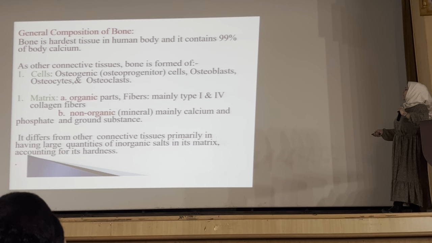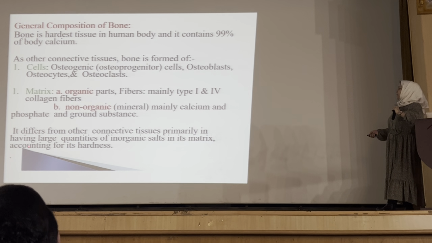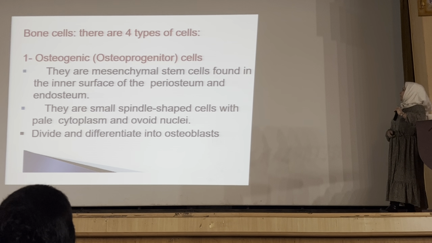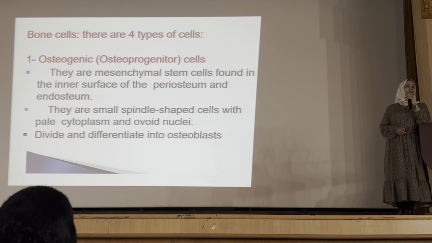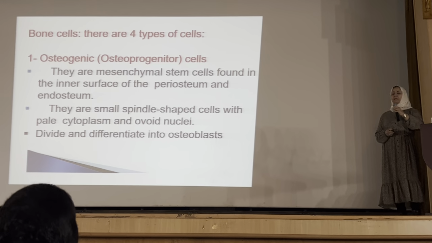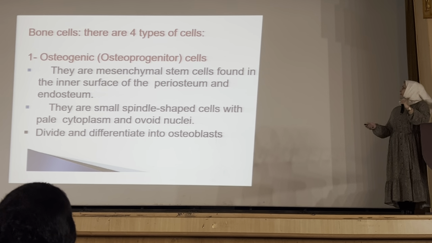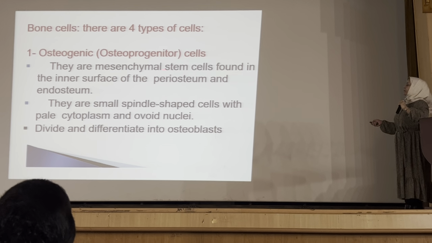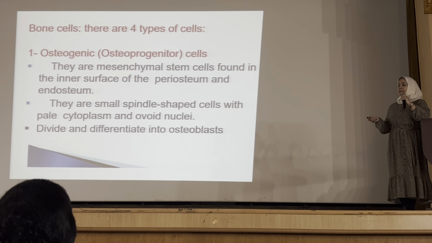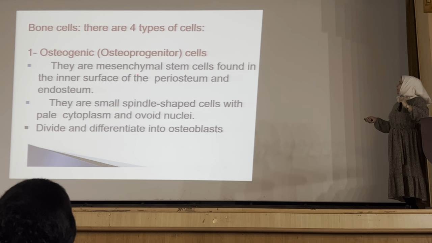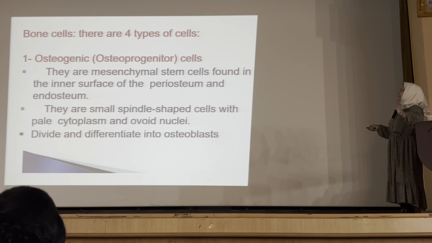99% of inorganic salt is found in the bone, and it accounts for its hardness. The bone cells, there are four types. First is the osteogenic cell, the bone forming cells. They are mesenchymal stem cells, similar to the chondrogenic cells. They are derived from the mesenchyme and they are found in the inner surface of the periosteum and endosteum.